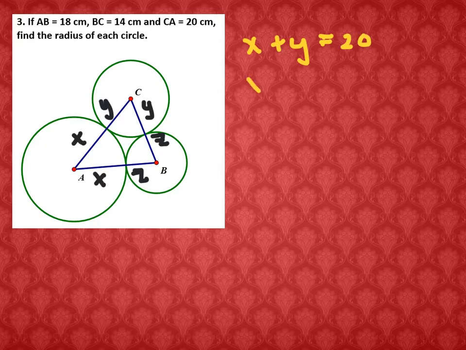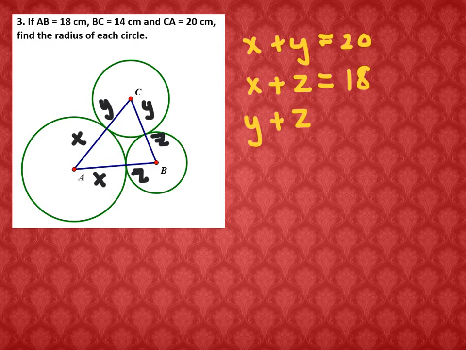And the x and the z together come out to be AB, which is 18. And y and z happen to be BC, so come out to be 14.